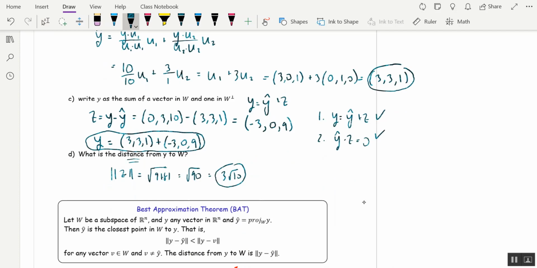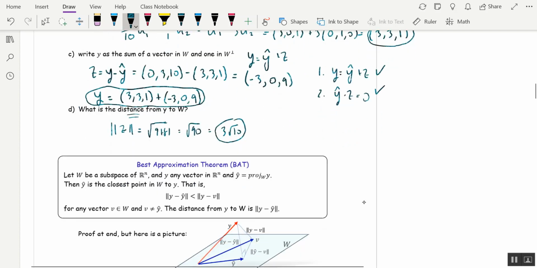When we say what is the distance from y to W, the best approximation theorem says that y hat really is the closest vector in W to y. That's all it says in English: y hat is the closest point in W to y. And this makes that explicit mathematically, that the distance between y and y hat is less than the distance between y and v for any other v in W that's not equal to y hat.